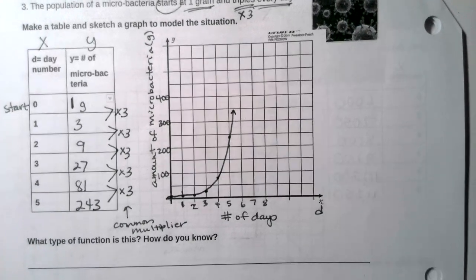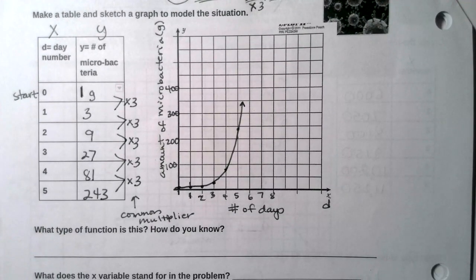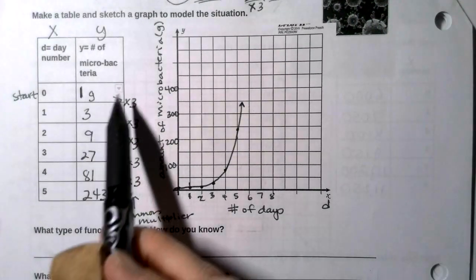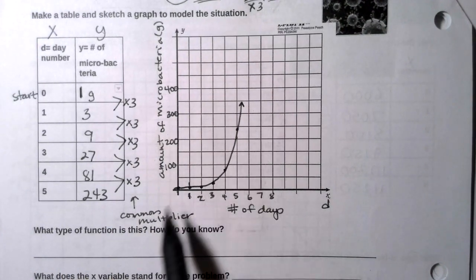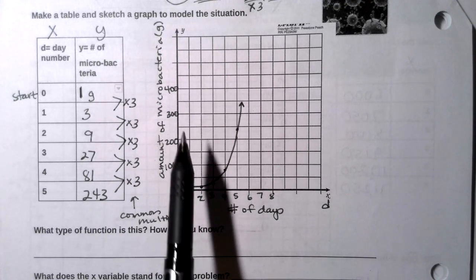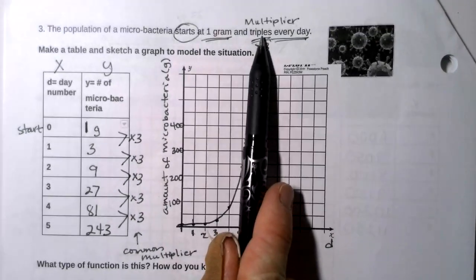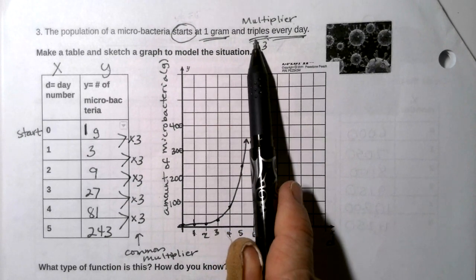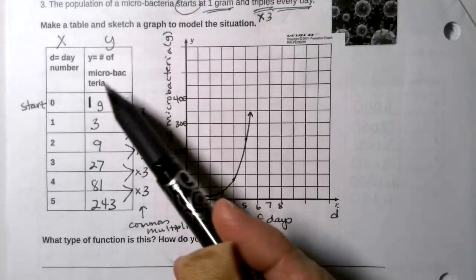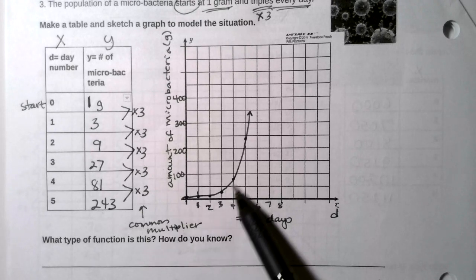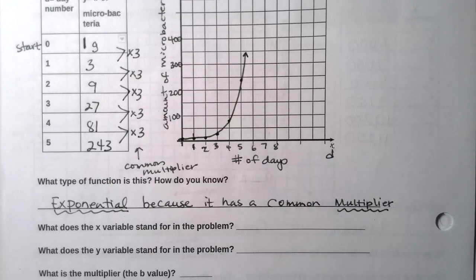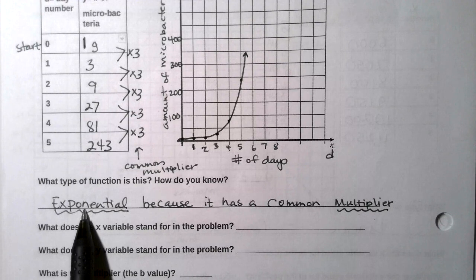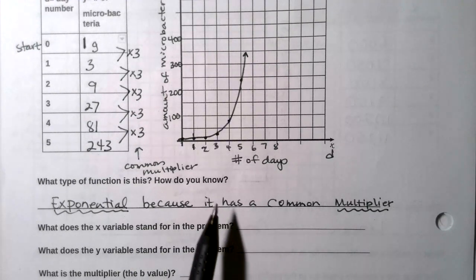So we can write down what type of function this is and how we know, from the multiplier here or the shape of our graph. So we really want to know, how do you know? When you're looking at this, did you know right away when you read the description of the problem that triples was a multiplier? Did you see it once you did the table? Or did you recognize it once you sketched the graph? For me, when I see a multiplier, I'm thinking exponential. You might have a different reason when you're thinking about this.